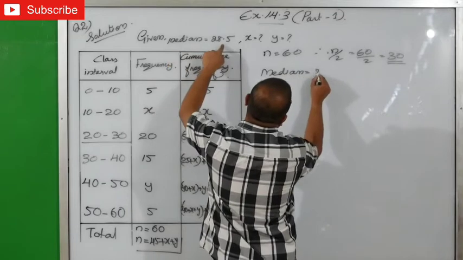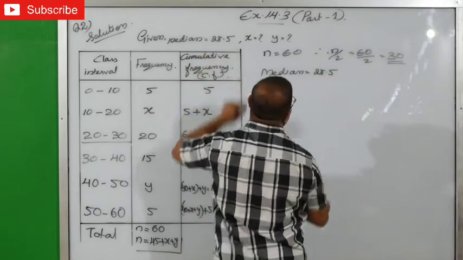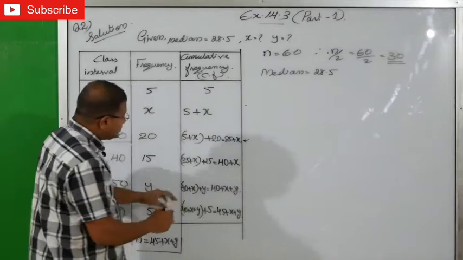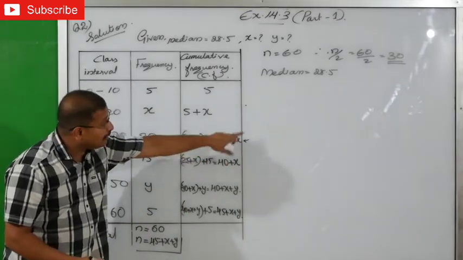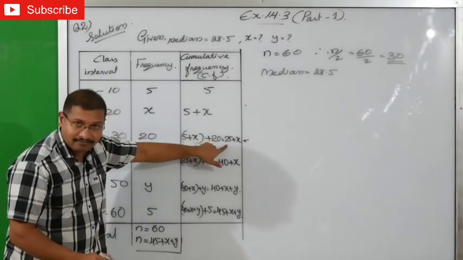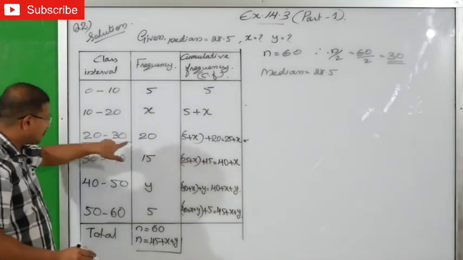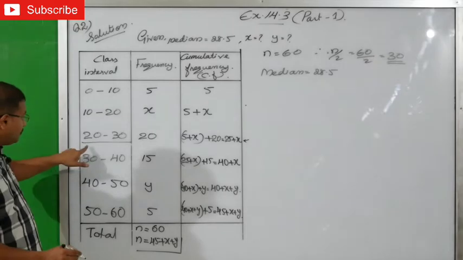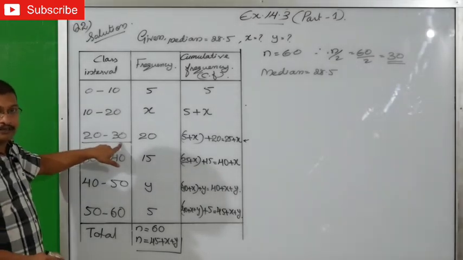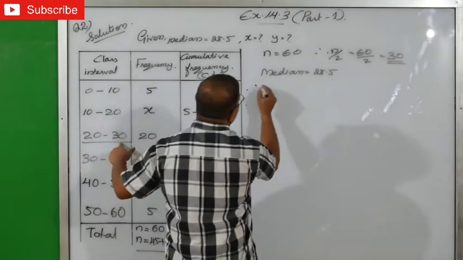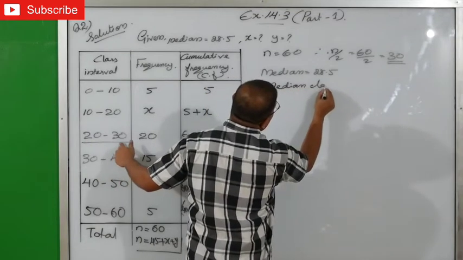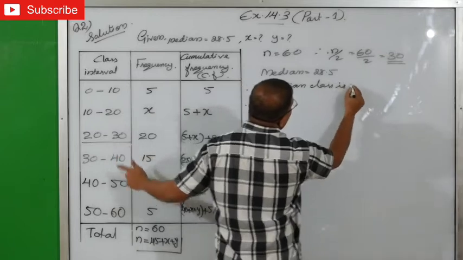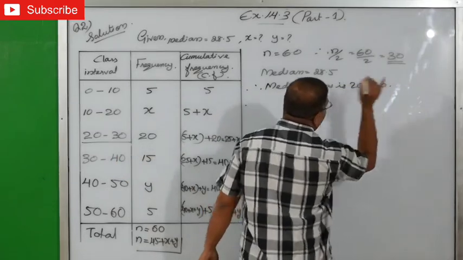Median equals 28.5. That means 25 plus x. We want the median 28.5, so it can be in this class. What is that? 20 to 30. Therefore, the median class is 20 to 30.